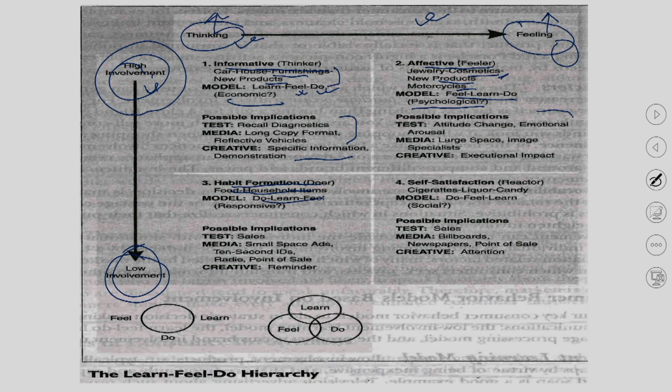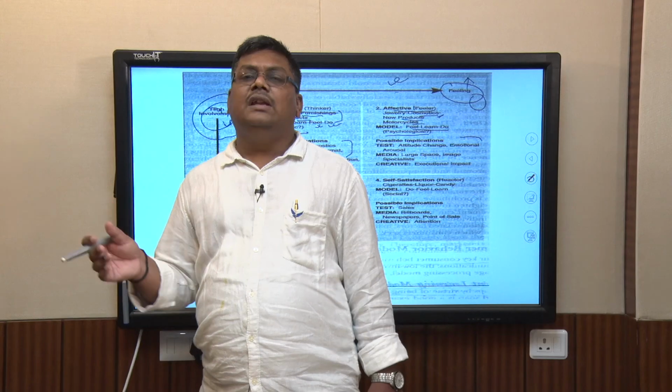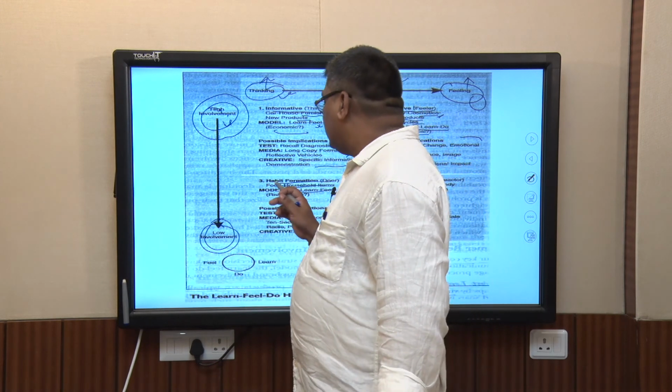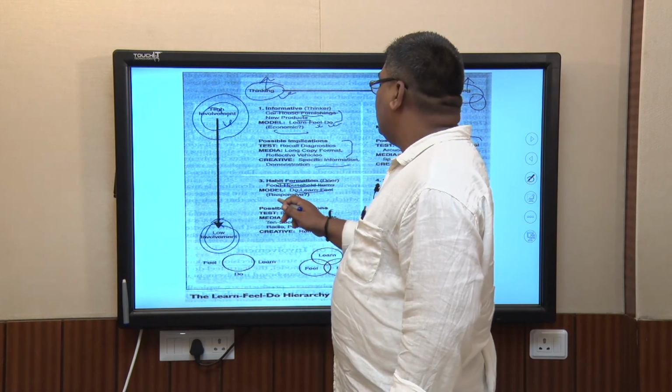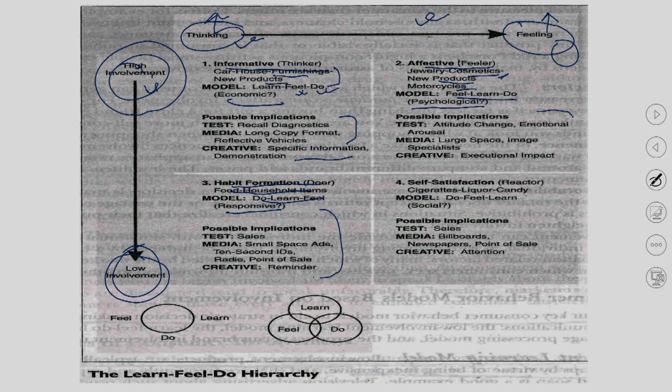First buy something, then learn a little bit about it, and then if it is positive, then feel good about it. So, first do something, then learn, and so here the consumer is responsive, and these are the possible implications. And the fourth kind of consumer is low involvement, low thinking or high on feeling. This is the self satisfaction consumer or reactor, and products that come under this category are liquors, candies and cigarettes.